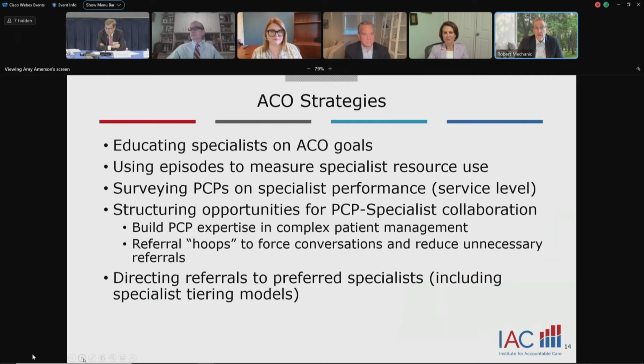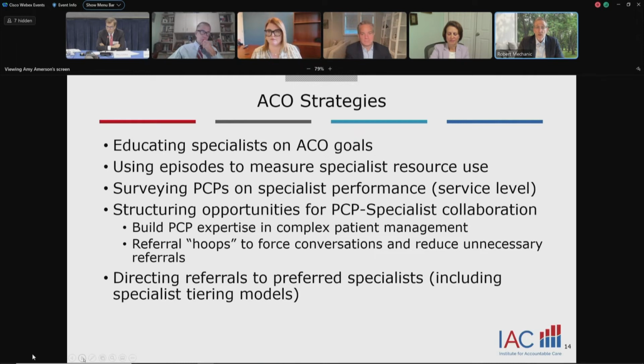A third thing that some ACOs are doing is going to their own primary care physicians and surveying them on their specialist performance. And in this case, by performance, they're really talking about service level. Does the specialist communicate well with you? Does the specialist return your calls quickly? Does the specialist send the patient back to you with good documentation? Are they providing good satisfaction for your patient?